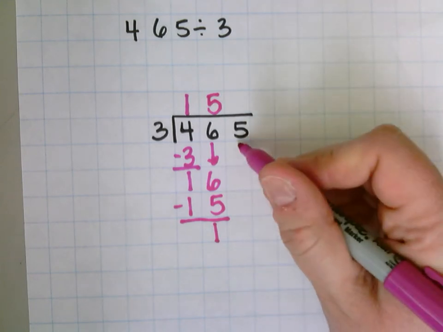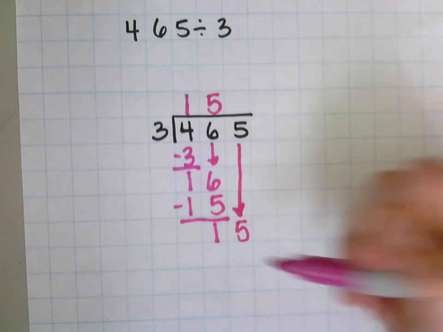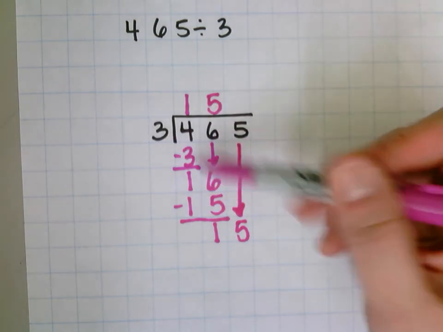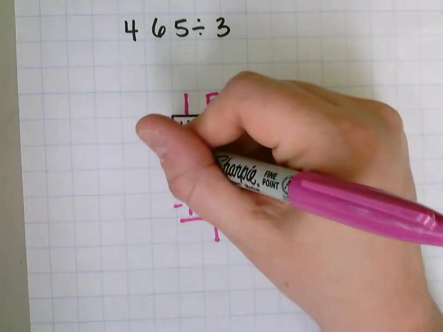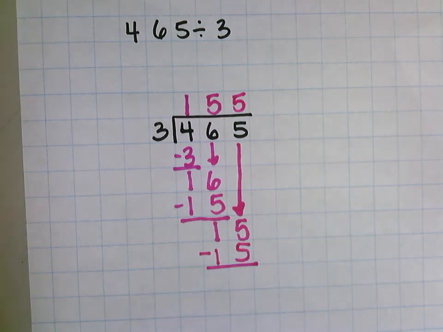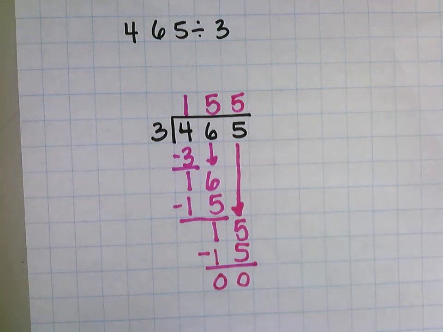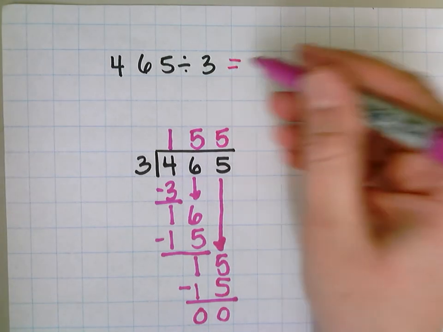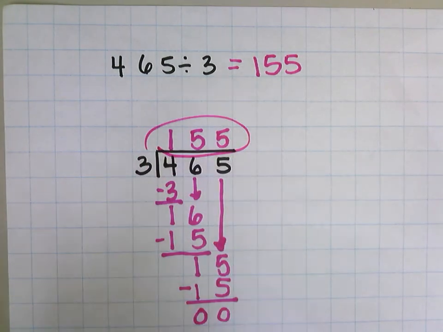I'm not done yet. I still have my ones to bring down. 5 ones. Now I have 15 to be divided by 3. We already figured out that 3 times 5 is 15, so we're going to use a 5 again. 5 times 3 is 15. When I subtract, I'm going to see that I have nothing left over, no remainder. So 465 divided by 3 equals 155. Here's our quotient, 155.